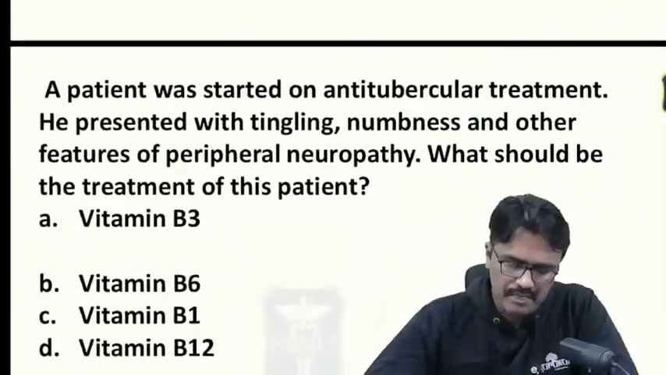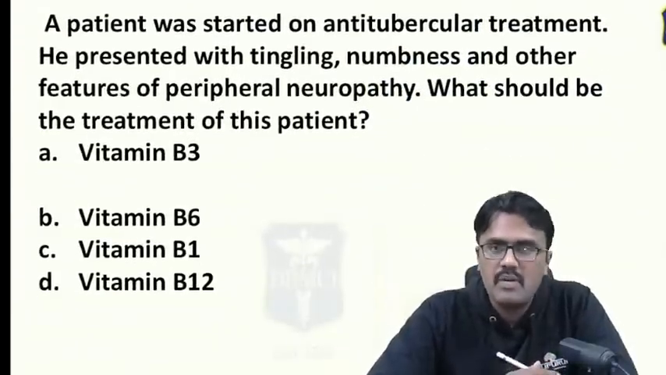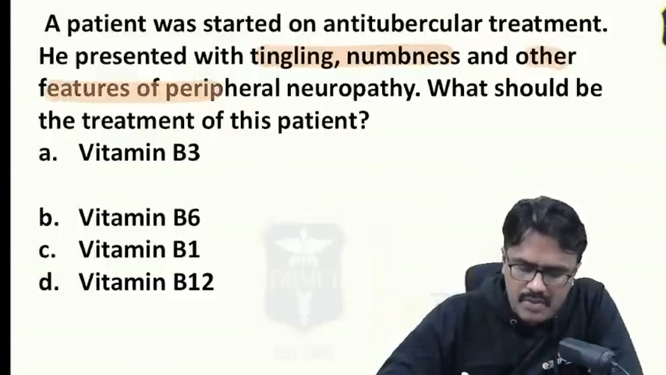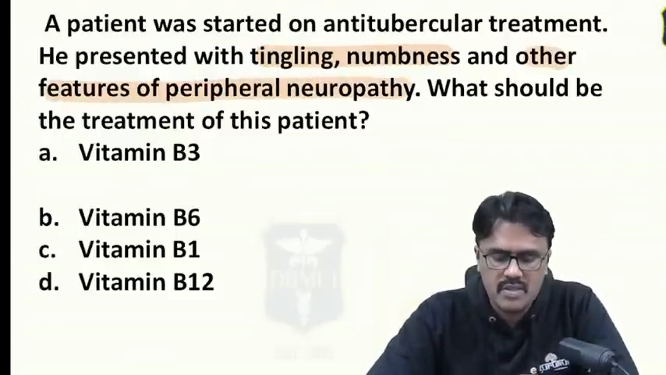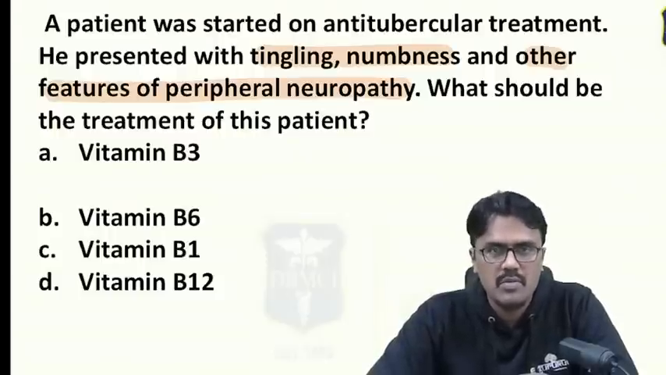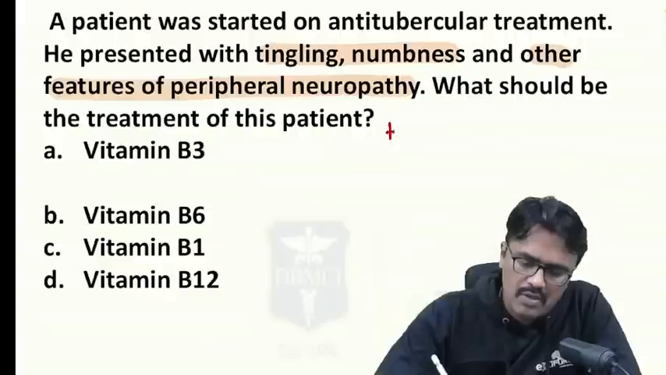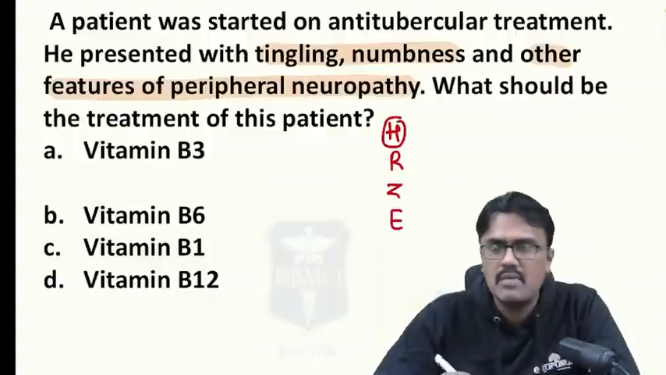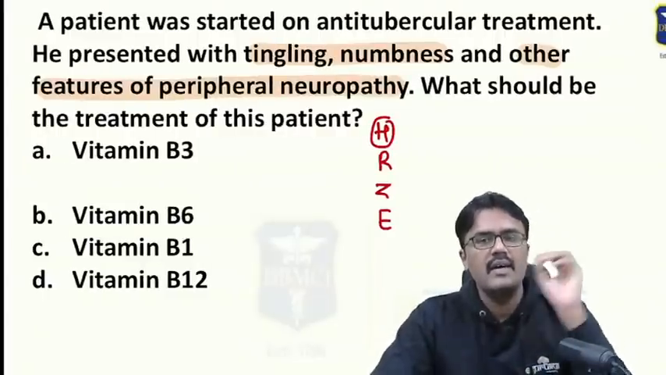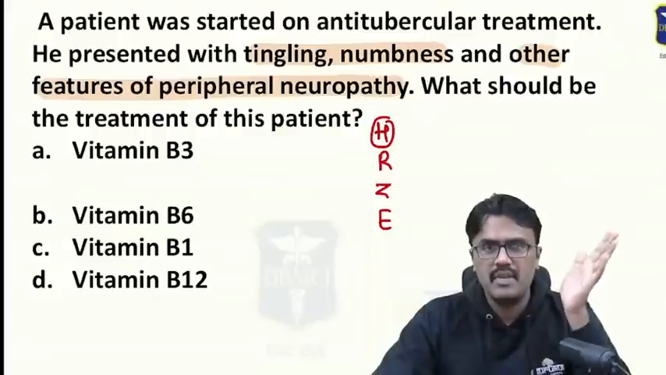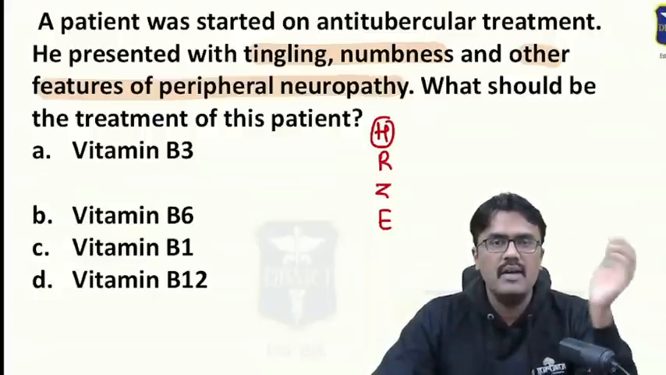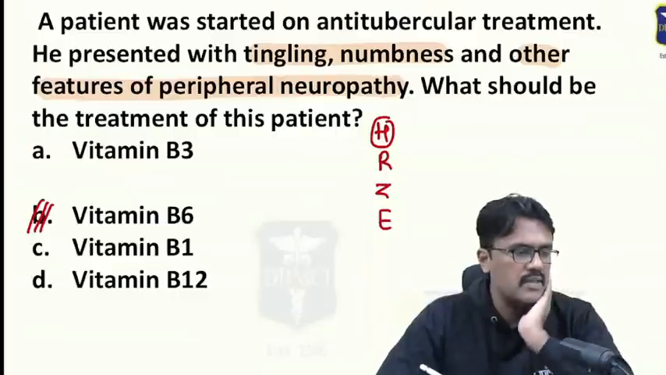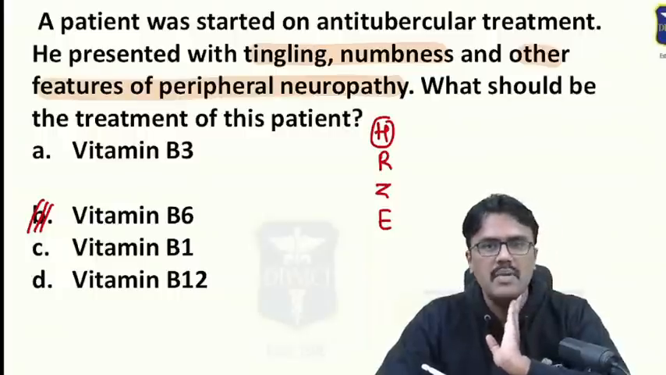So, quite easy. A patient was started on anti-tubercular treatment. He presented with tingling, numbness, and other features of peripheral neuropathy. What should be the treatment of this patient? So obviously he is on treatment for tuberculosis. The first line drugs we use are HRZE. H means isoniazid. Remember isoniazid mainly for two important adverse effects: hepatotoxicity and peripheral neuropathy. If the patient develops peripheral neuropathy, you have to give pyridoxine. The vitamin is B6. So the answer is B6. That will be the best answer here.